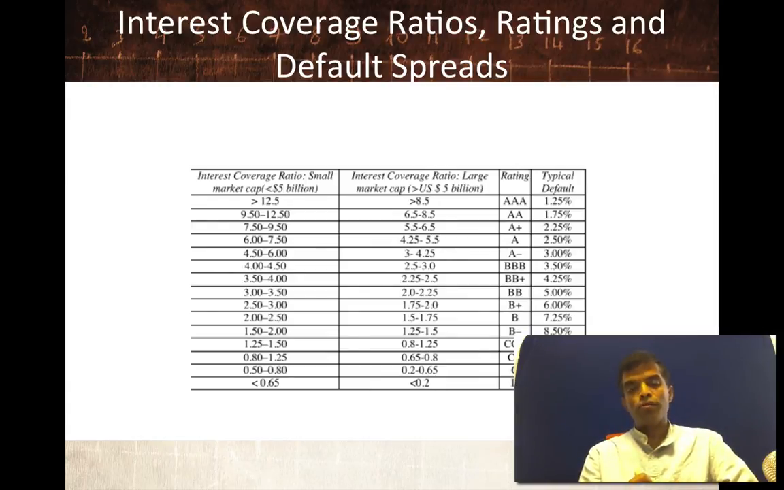The interest coverage ratio of 5, if you're a small market cap company, and you can see interest coverage ratio. So basically I have two sets of ratios, one for small companies and one for large companies. Why? Because larger companies seem to get away with having lower ratios and having higher ratings with those ratios. So if your interest coverage ratio is 5 and you're a small market cap company, the rating I would assign you would be A-. You're saying, what next? The default spread that would have gone with the rating at the time that I put this table together was 3%. So if you're lending to a company with an interest coverage ratio of 5, you would charge 3% more than the risk-free rate to lend to that company or buy bonds issued by the company.